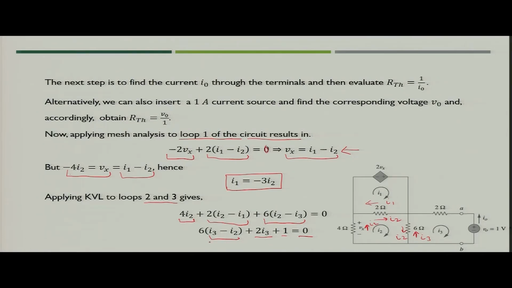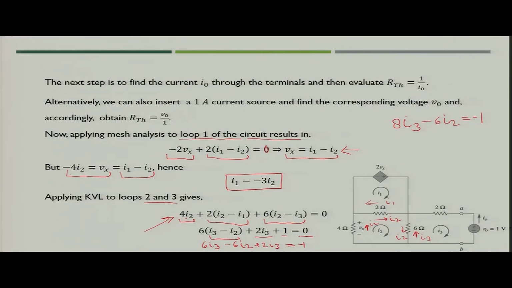Now, if you see this equation and simplify, that is 6 I3 minus 6 I2 plus 2 I3 is equal to minus 1. So, if you simplify, this will become 8 I3 minus 6 I2 is equal to minus 1. So, you will get 8 I3 minus 6 I2 is equal to minus 1.